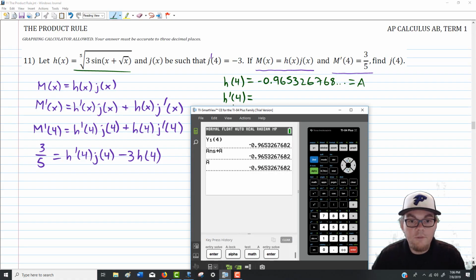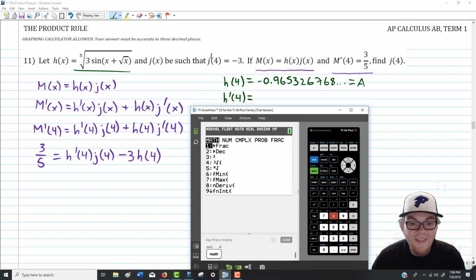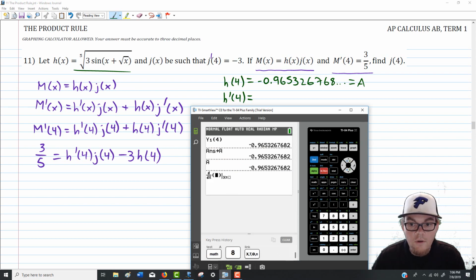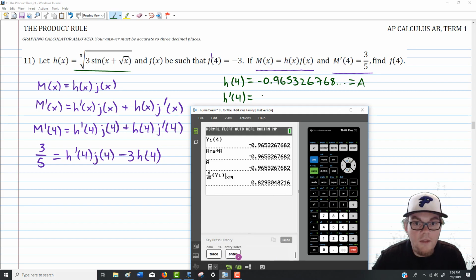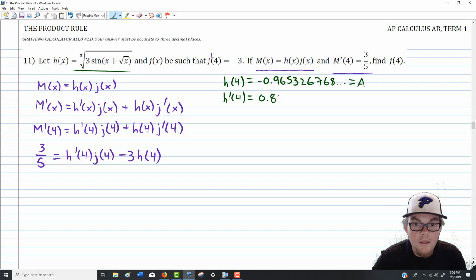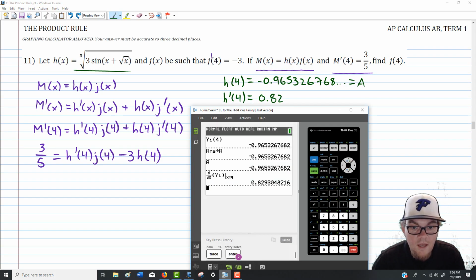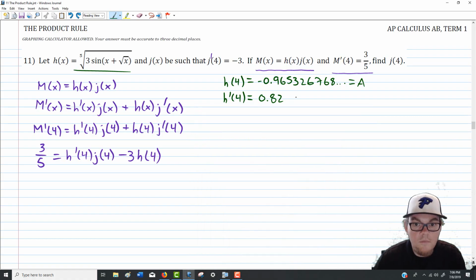Second, I want to calculate h prime of 4. I'm going to go to math 8 this time. I'm going to do the derivative with respect to x. We want to calculate it at x equals 4. And I want to do it for the function alpha trace y1. This will now give us h prime of 4, which is 0.8293048.